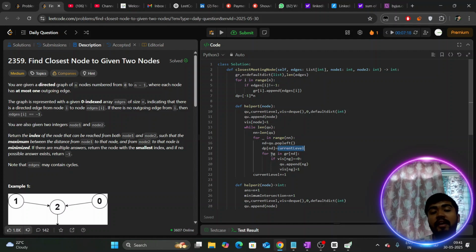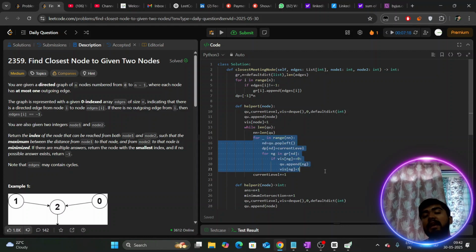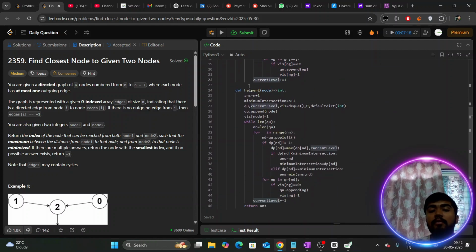Now I am checking the neighbors in graph of node. If a neighbor is not visited, then push it to your queue and mark it as visited. After this for loop executes, the queue has the next level of nodes. So how do you go to the next level? Current level plus equals 1. That means you are in the next level. And now it is the helper 2 call.